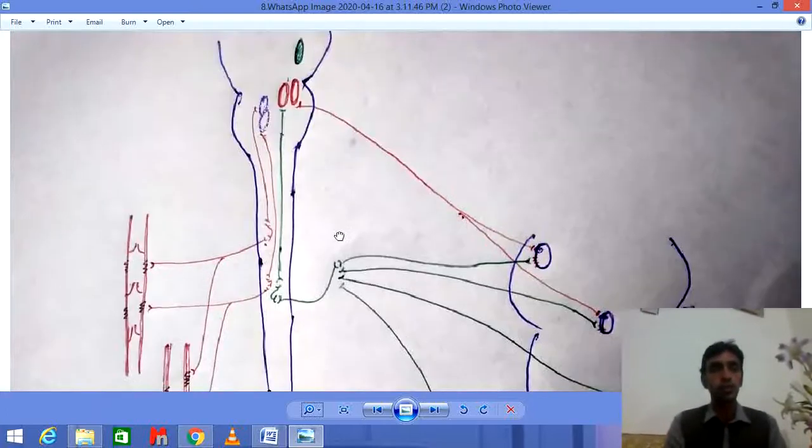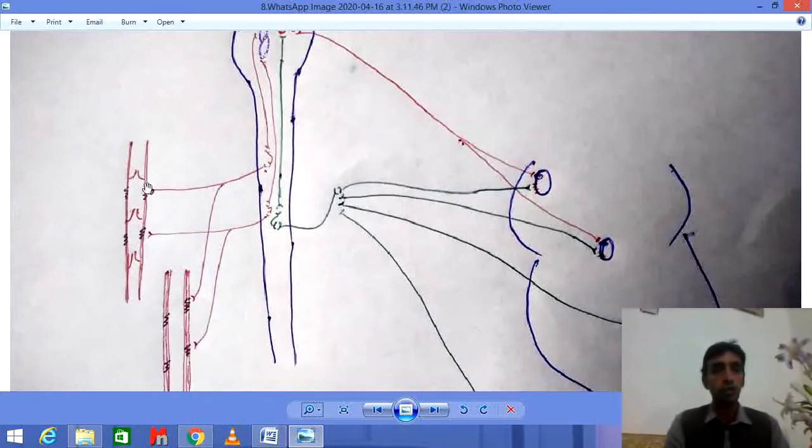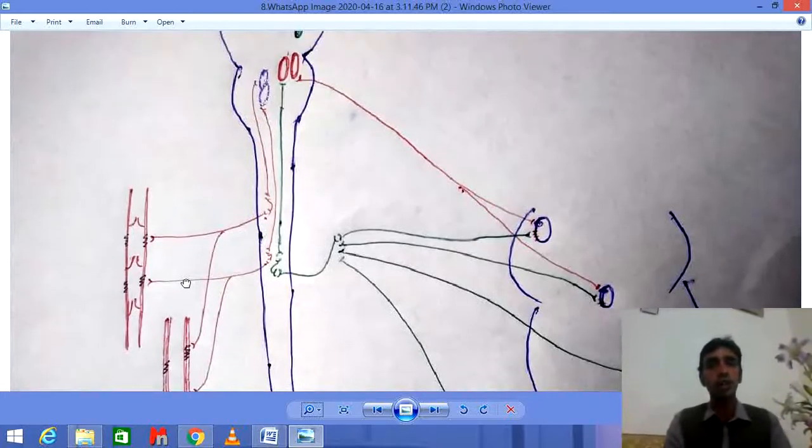But if it detects low blood pressure, this lowering of blood pressure will be transmitted, this signal will be transmitted toward this vasoconstrictor center, which will transmit the information toward these alpha receptors, and these alpha receptors will constrict the blood vessel. After constricting the blood vessel, the blood pressure will eventually become high.